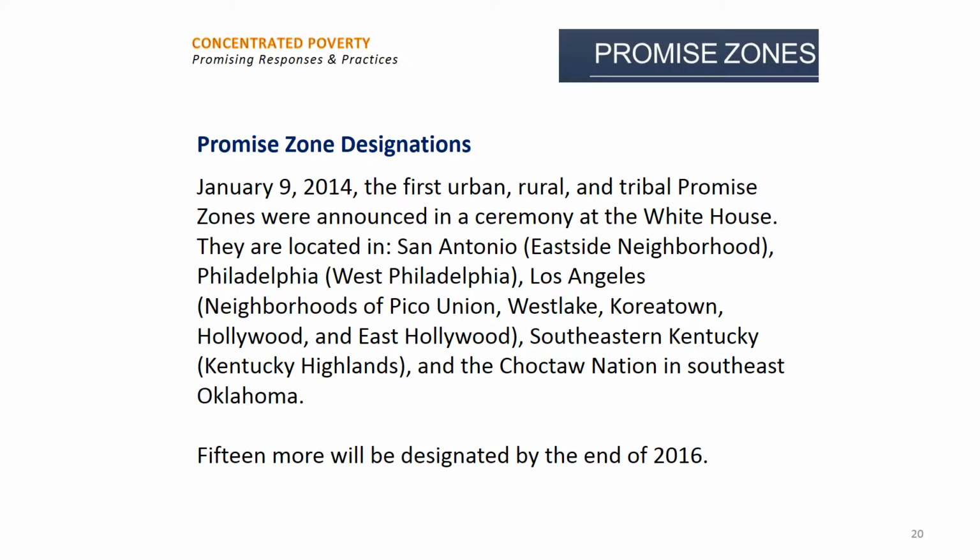They're located in San Antonio, Philadelphia, Los Angeles. They're also located in southeastern Kentucky and in the Choctaw Nation in southeast Oklahoma. It's expected that by the year 2016, 15 more designated areas will be identified as Promise Zones.